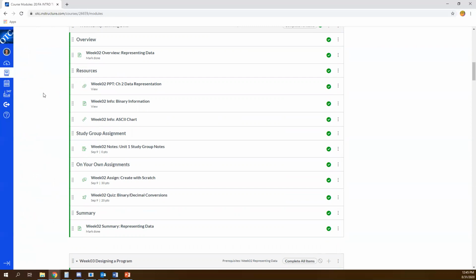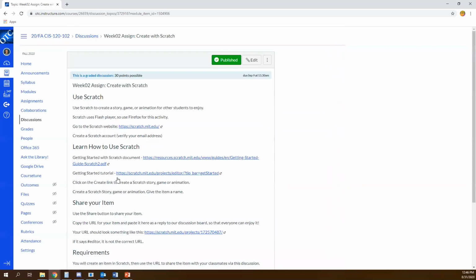1947 implementation. Let's move up to the 21st century here, and let's look at Scratch. So this is our big assignment for the week. It says week 2 assign, create with Scratch. So this assignment is a discussion board. I'd like for you to use Scratch to create a small game or video, and you're going to post your URL to this discussion board so everybody else in the class can see it.